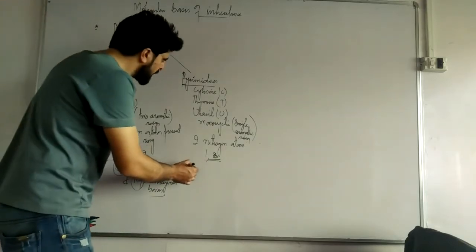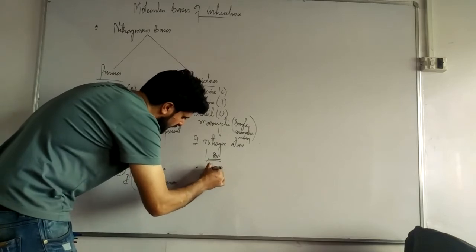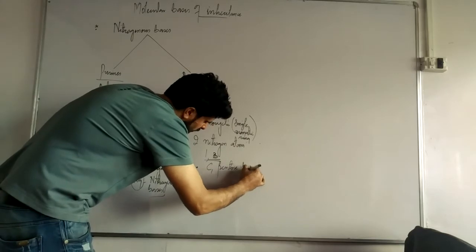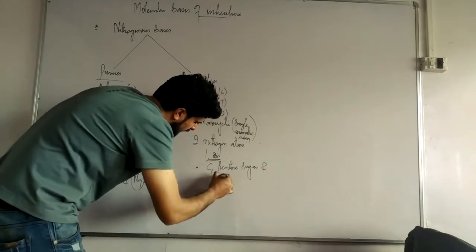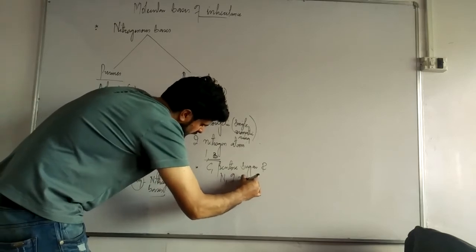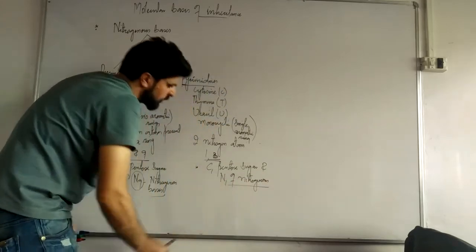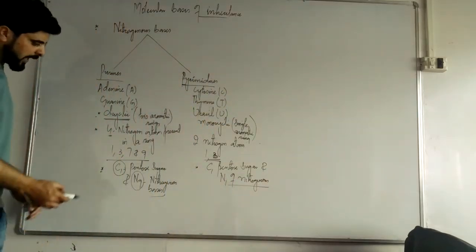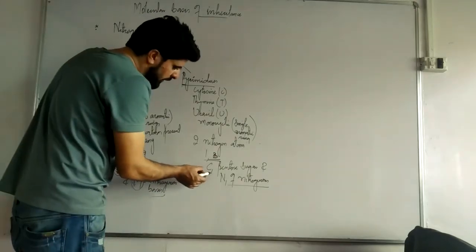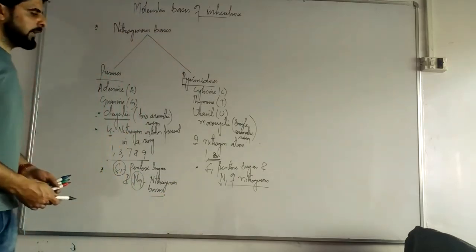In the case of pyrimidines, the glycosidic bond is formed between C1 of the pentose sugar and N1 of the nitrogenous base, that is cytosine, thymine and uracil. So the glycosidic bond between the nitrogenous base and the pentose sugar is formed between C1 and N9 for purines.